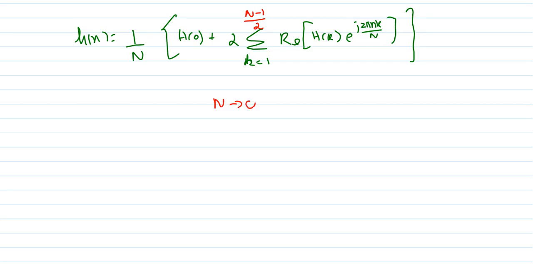When n is odd, the upper limit of the summation is (n minus 1) by 2. When n is even, this becomes n by 2 minus 1. That is the only change. Otherwise the same formula will be used. These are the design formulas, and we'll be using them for designing our FIR filter by the frequency sampling method.